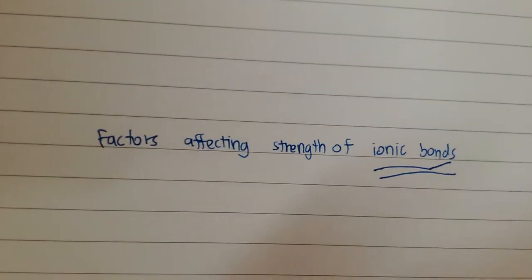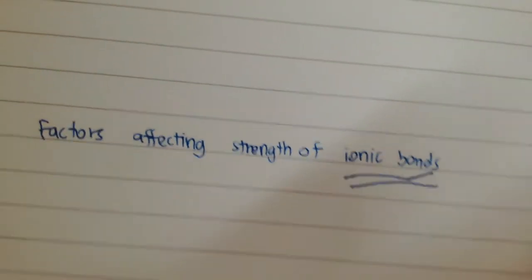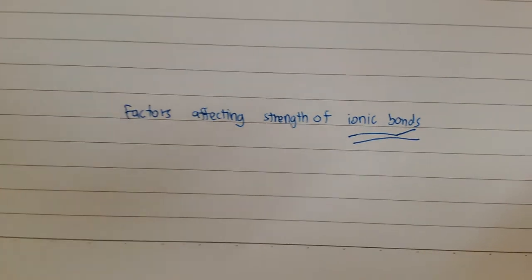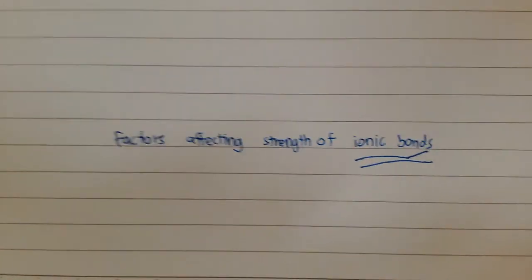The magnitude of lattice energy is dependent on the charges of the cations and anions, as well as the ionic radii of the cations and anions. In other words, ionic bonds formed between ions with high charge and small size, i.e. higher charge density, are the strongest.